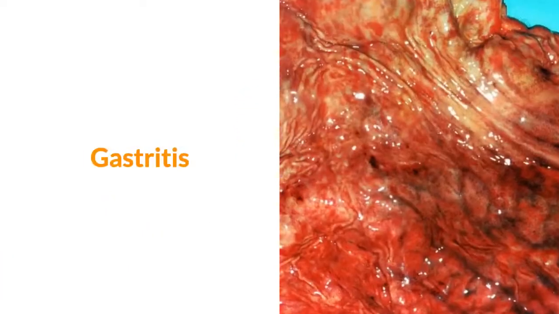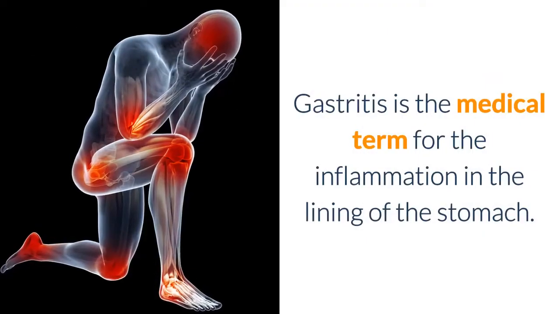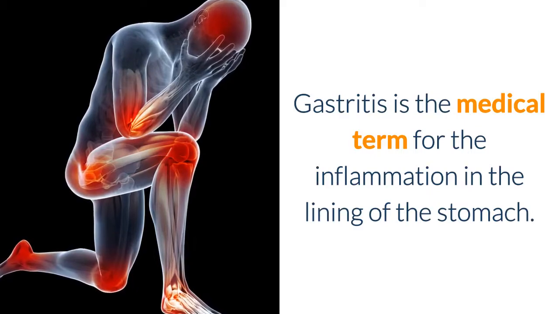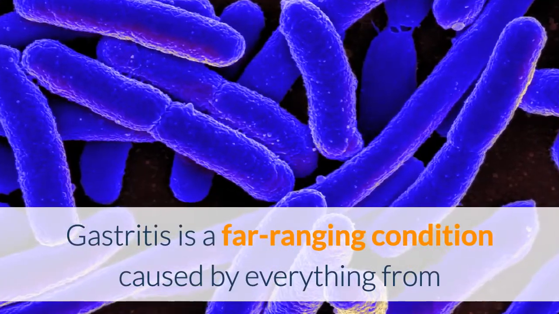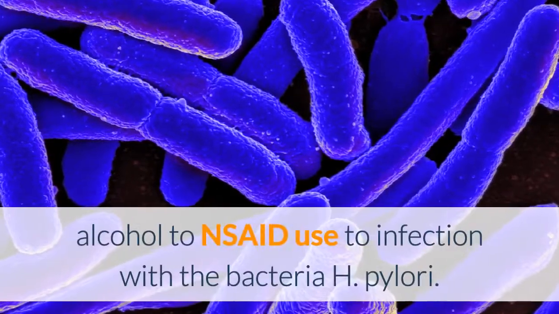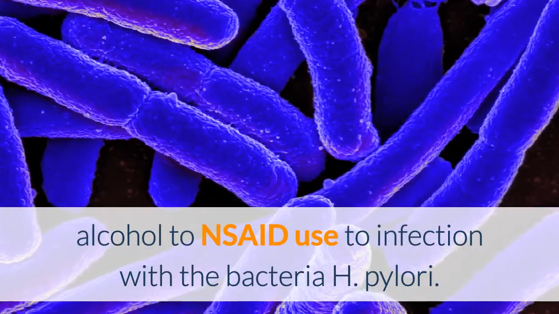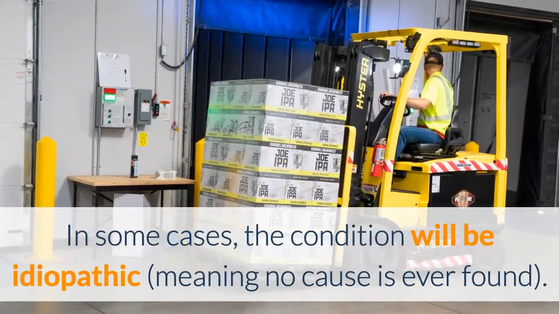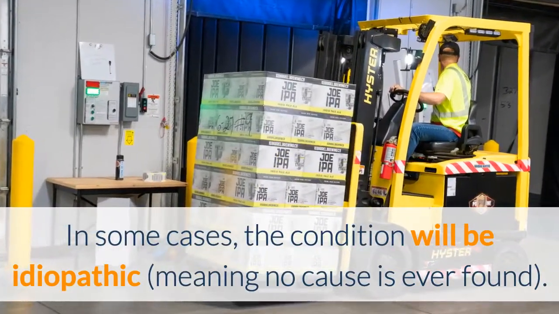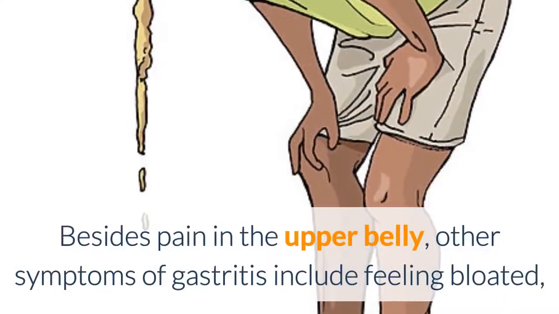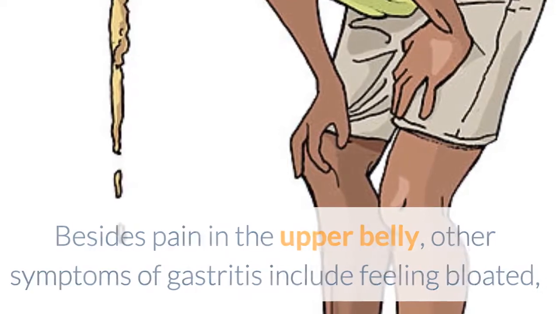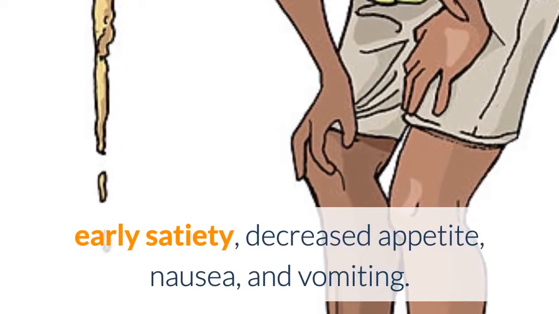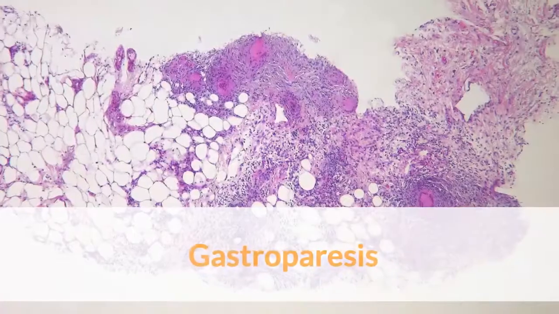Gastritis. Gastritis is the medical term for the inflammation in the lining of the stomach. Gastritis is a far-ranging condition caused by everything from alcohol to NSAID use to infection with the bacteria H. pylori. In some cases, the condition will be idiopathic, meaning no cause is ever found. Besides pain in the upper belly, other symptoms of gastritis include feeling bloated, early satiety, decreased appetite, nausea, and vomiting.